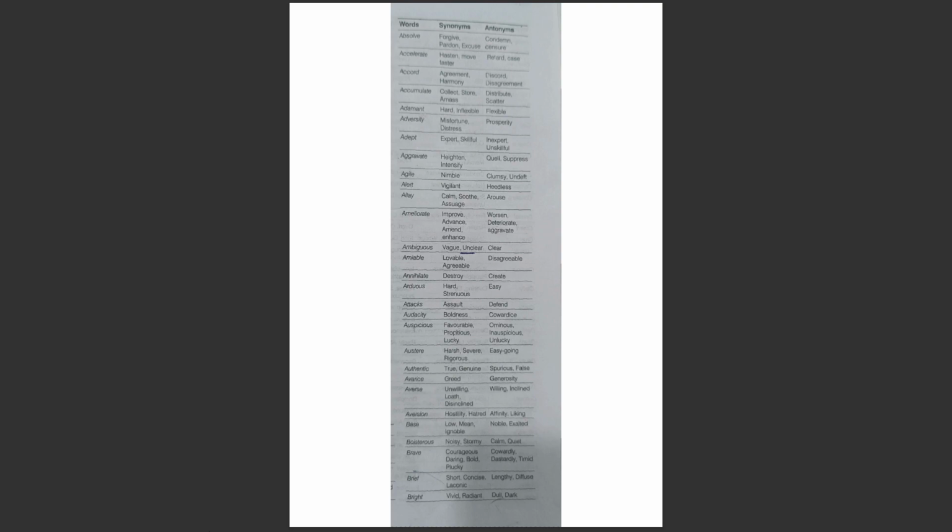The next word is bright. Bright का मतलब होता है चमकीला, shining, vivid, radiant. So the synonym of bright is vivid, radiant, shining. These are all the synonyms. And the antonym would be dull, dark, dusky. These would be the antonyms. Let's move on to the next page.